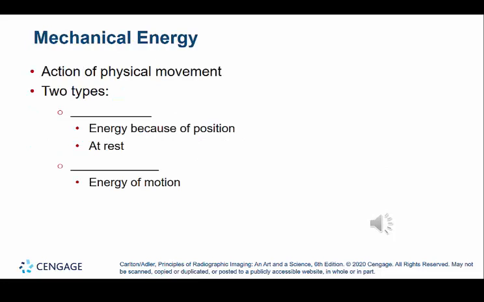Mechanical energy is the action of physical movement. There are 2 types. Potential energy has energy due to its position, or energy at rest. An example is a car at the top of a hill. This has potential energy of rolling forward and rolling downhill. Kinetic energy is known as the energy of motion.